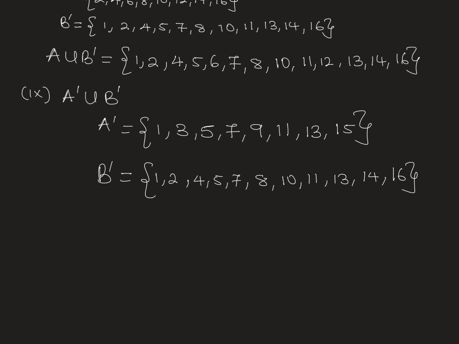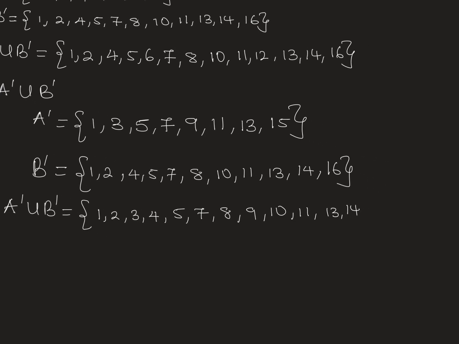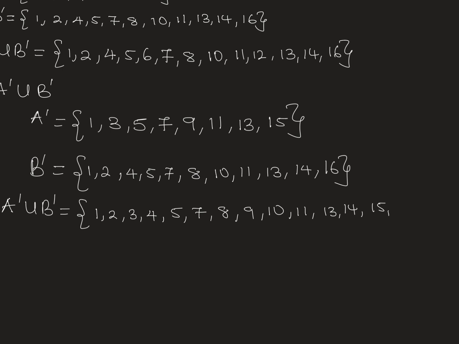So union means we join them. So A complement union B complement will be 1, 2, 3, 4, 5, 7, 8, 9, 10, 11, 13, 14, 15, and 16.